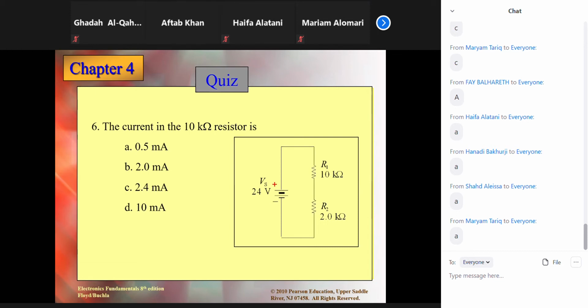Maybe B. 2 milliamperes. Yeah, it will be 2. It's so simple. Yani, first you can calculate the total resistance, which is R1 plus R2, that is 12 kilo. Over RT. Yeah, 24 divided by 12, that is simply 2 milliampere. Yes, correct.